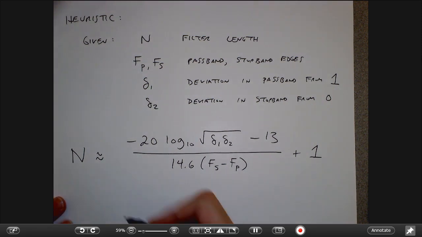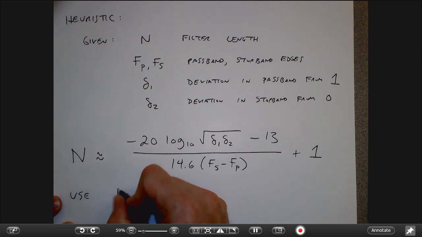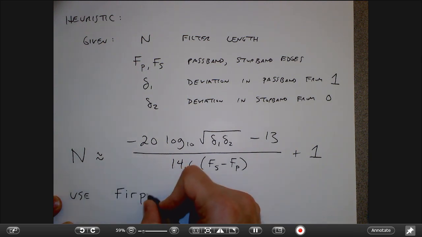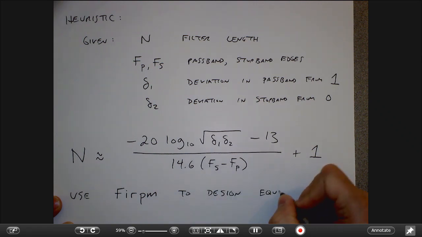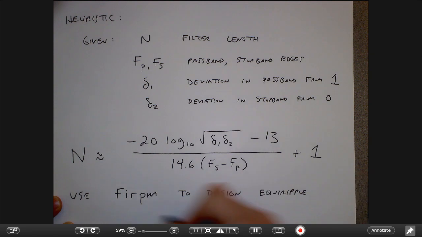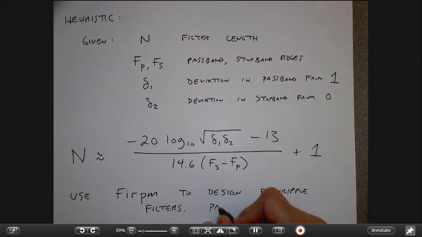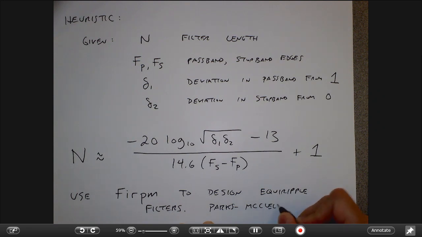The nice thing is that I can use a function in Matlab called firpm to design equiripple filters. And of course, this is what you all came here to see: what is the magic Matlab formula that does all this for you? This is also called the Parkes-McClellan algorithm. I'm not sure why Remez didn't get his name on the algorithm. Okay, so the PM stands for Parkes-McClellan. So let's see how this works.